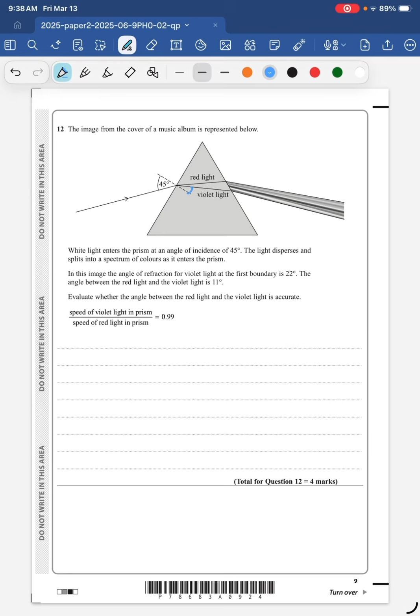So n air times sine of 45, I'm using Snell's law, is, let's call it n v for violet light, times sine of 22 degrees. Wait, what did I say? I said that we are looking to find that angle. We actually know that angle is 22 degrees. Excuse me. Okay, mistakes happen. But we don't know the index of refraction of the prism. So using this formula, we can find the index of refraction for violet light, and then we will see how to find the index of refraction for red light.